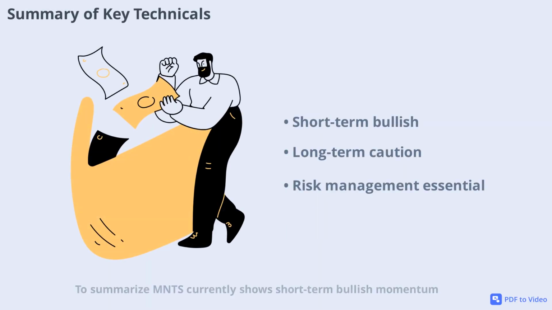To summarize, MNTS currently shows short-term bullish momentum, strong volume, and moderate trend strength. However, long-term moving averages and risk-reward ratios suggest caution. The stock is near the lower end of its 52-week range, with technicals hinting at a possible reversal if buying pressure persists. Always combine technical analysis with sound risk management.